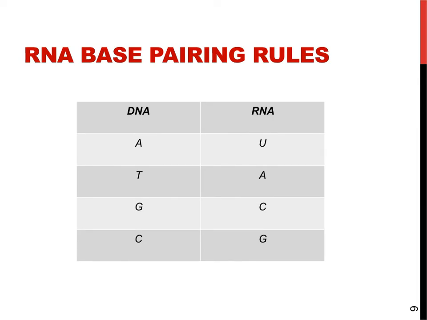So base pairing rules for DNA are adenine bonds with thymine, and thymine bonds with adenine, forming 2 hydrogen bonds. Guanine bonds with cytosine, forming 3 hydrogen bonds, and cytosine bonds with guanine, again with 3 hydrogen bonds. And RNA, remember, uracil replaces thymine, so uracil would bond with adenine, 2 hydrogen bonds. Adenine would bond with uracil, 2 hydrogen bonds. Cytosine would bond with guanine, 3 hydrogen bonds, and guanine would bond with cytosine, 3 hydrogen bonds.